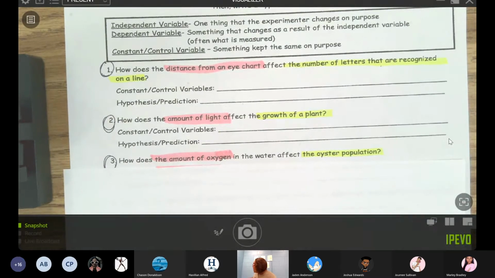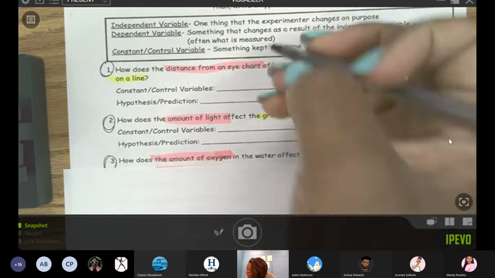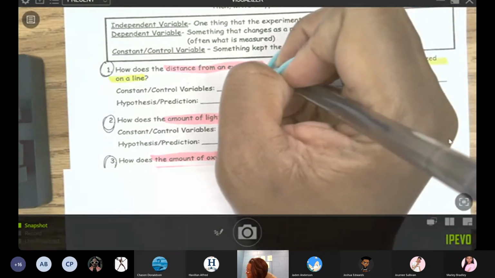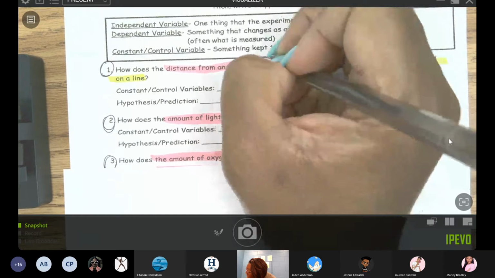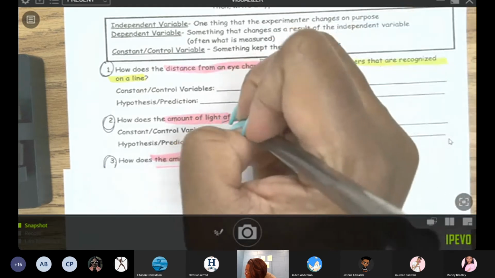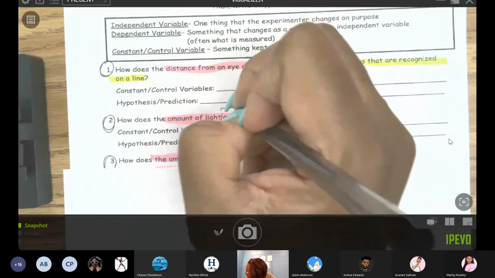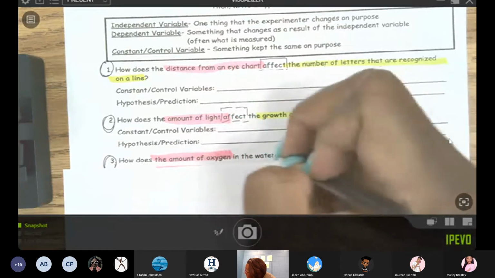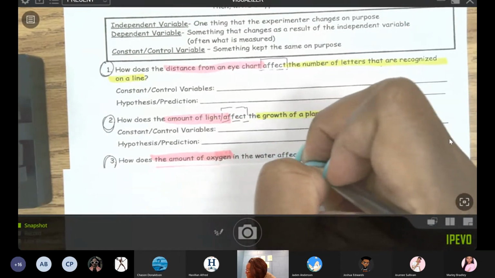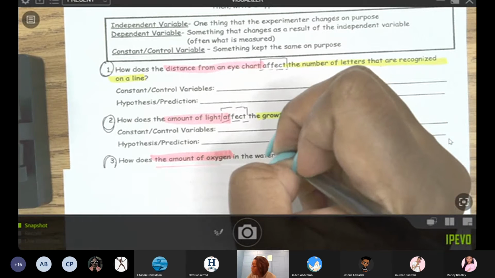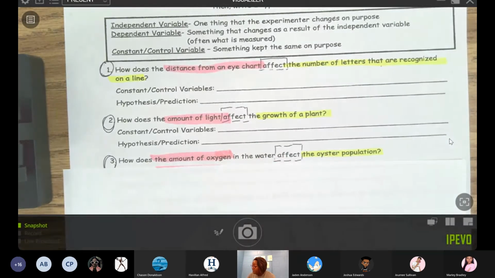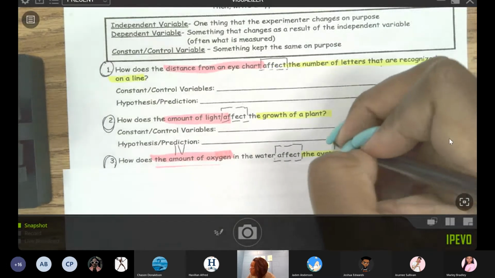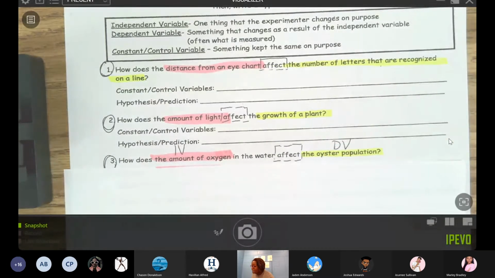You should notice that the word affect is super important. The dependent variable is always going to come after that word affect, and the independent variable is always going to come before the word affect. The independent variable comes first. Our dependent variable comes last. Okay?